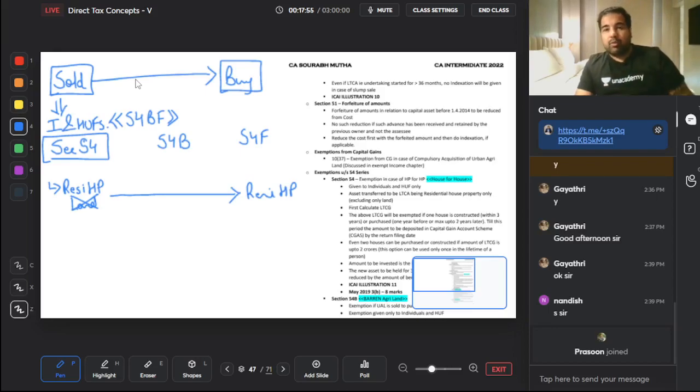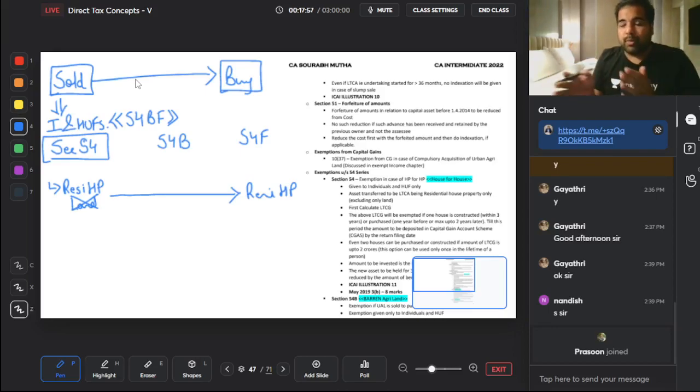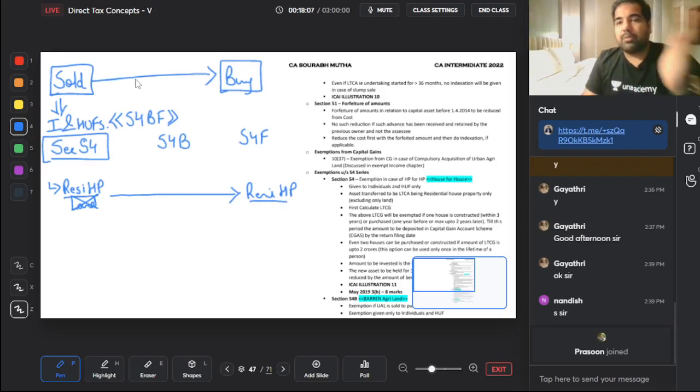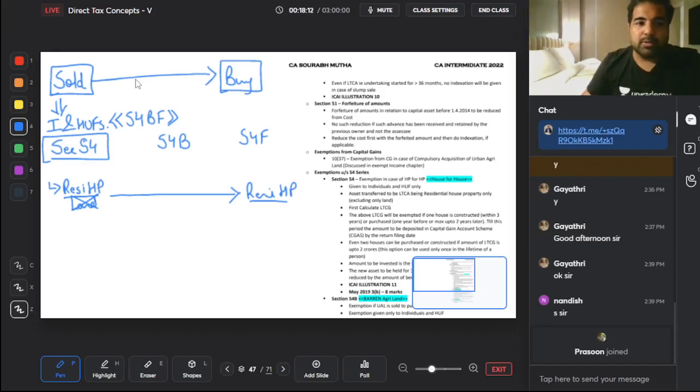In India, we do it very often when you want to move from a smaller house to a bigger house. Sometimes, you're moving to a different city, so you sell one house and buy another house. So the new house property you have to buy from that old house property. You have to sell one house and buy another house. This is section 54.